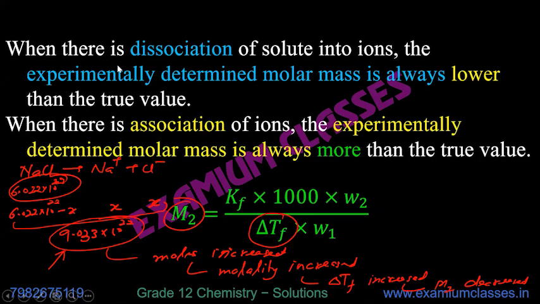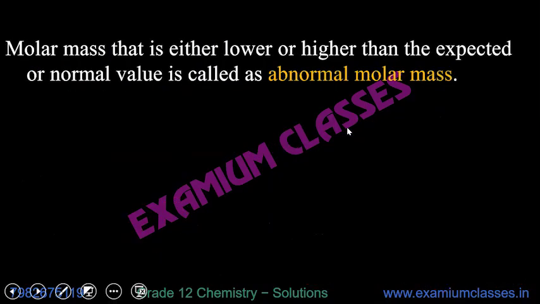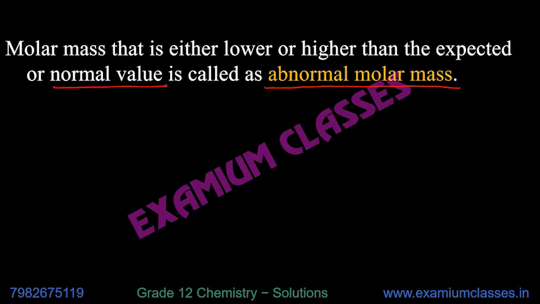Okay. The underlying concept you need to understand. In case of association, it will be opposite of this one. Delta TF will decrease, M2 will increase. Now, molar mass that is either lower or higher than the expected or normal value is called abnormal molar mass. Why is it abnormal? Due to association or dissociation. Normal value or true value is when there is no association or dissociation.